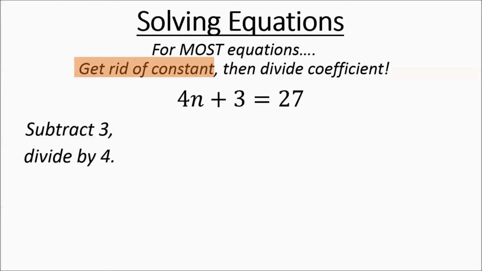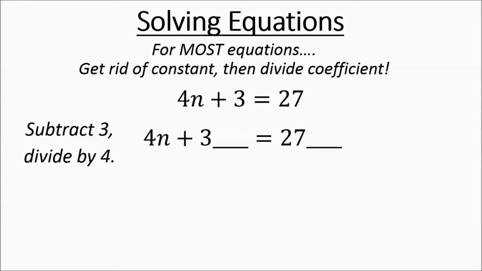So we're going to rewrite the problem with a little bit of space. And we're going to get rid of the constant, which is that 3. We're going to put a minus 3 on both sides. We were adding 3 on the one side, and now we're getting rid of it by subtracting. And since equations are statements of balance, to keep it balanced, whatever you do to one side, you have to do to the other side. So when you take 3 minus 3, that ends up with nothing, so you're left with the 4n, and then 27 minus 3 is 24.